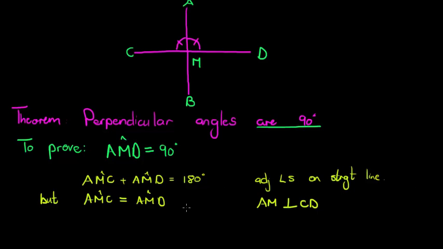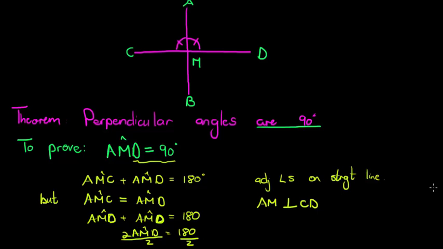And now I substitute one of the two so that I have AMC, for example, plus AMC equals 180. Actually, I should substitute AMD because I'm trying to prove AMD is 90. It doesn't matter which one you do, they're equal in the end. But so I get that 2 AMD is equal to 180.